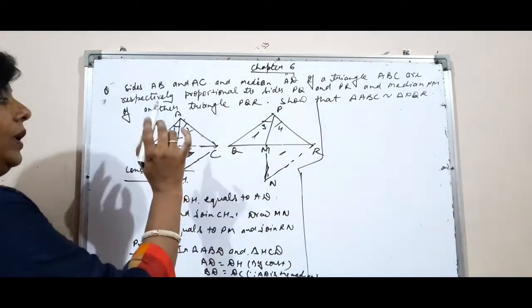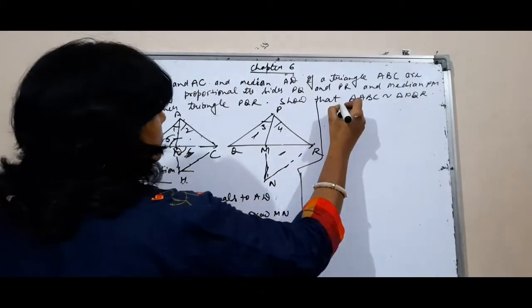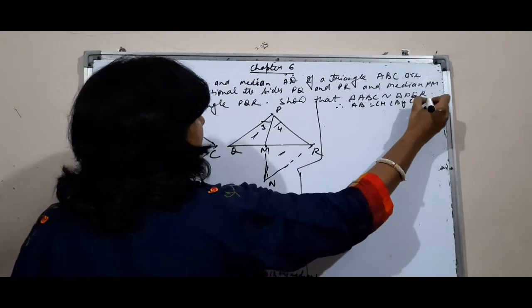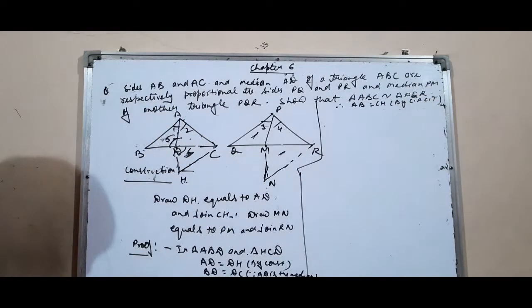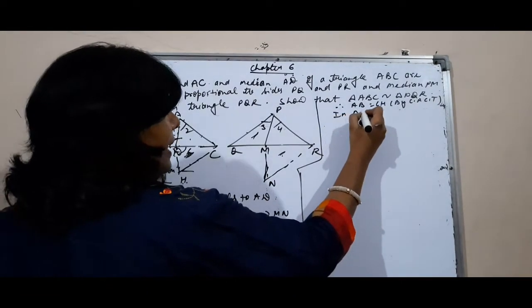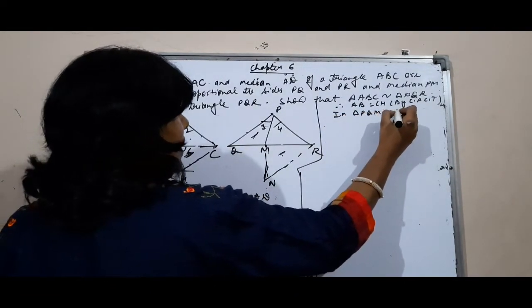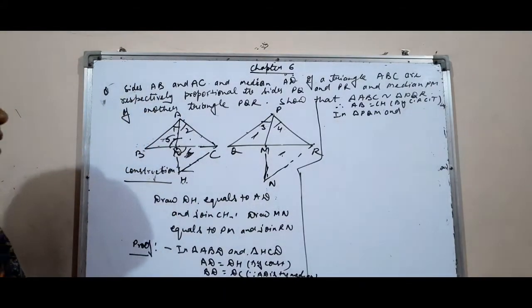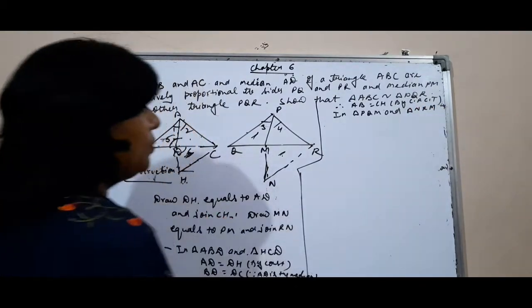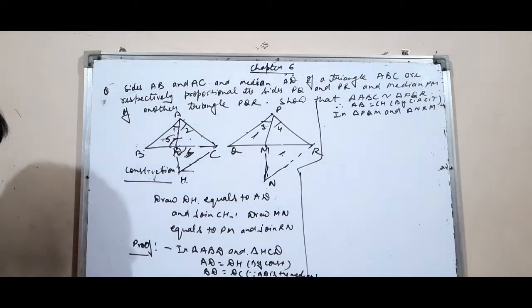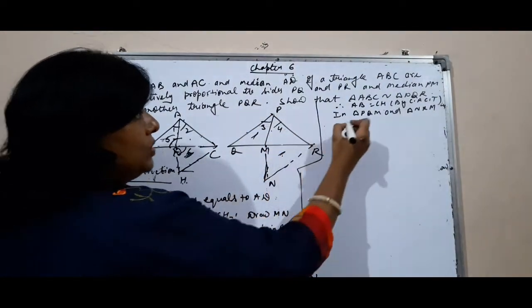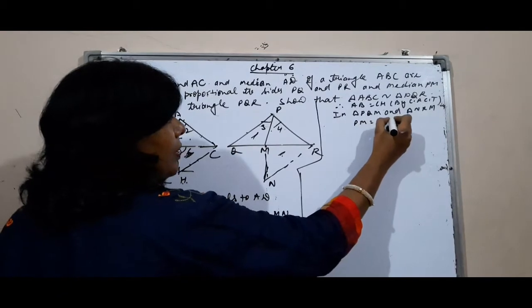Therefore, AB equals to CH by CPCT. Like this, you can prove that these two triangles are also congruent. In triangle PQM and triangle NRM, you can prove that these two triangles are also congruent. It is PM equals to MN by construction.